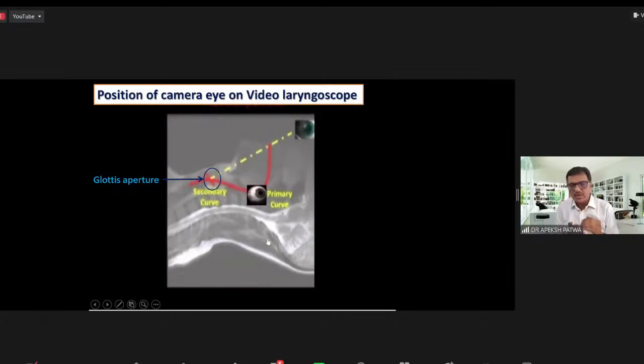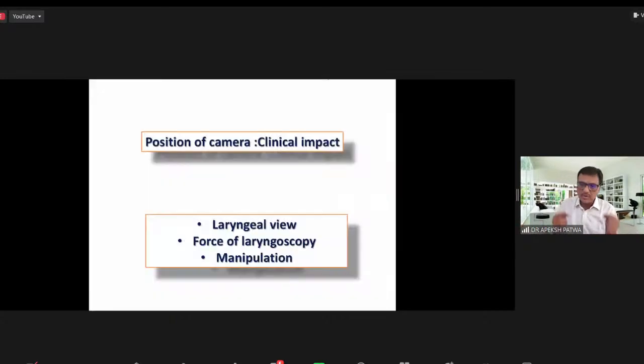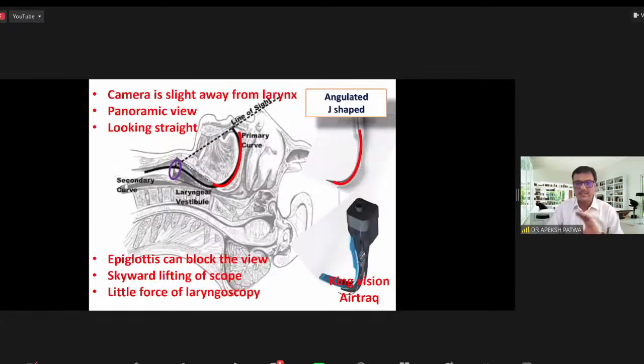When the camera is near the larynx, it provides almost 90 to 100% focus scoring. And when it is away from the larynx, like in the King Vision or Pentax, it provides a panoramic view. So both have advantages and disadvantages, whether the camera is near or a little bit away from the larynx. So what's the position of the camera and what's the clinical impact? It has clinical impact on the laryngeal view, force of laryngoscopy, and manipulation. We'll discuss it one by one.